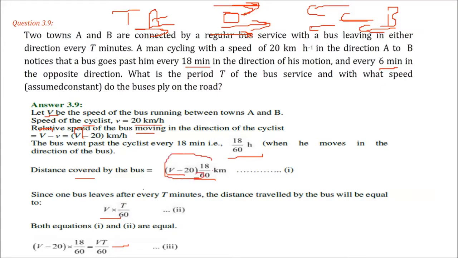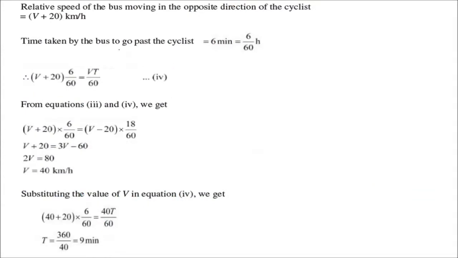This is equal to this. Let us talk about the other aspect: the relative speed of the bus moving in the opposite direction. The cyclist is moving like this, the bus is coming like this. So the relative velocity will be V minus of minus 20, that is V plus 20.